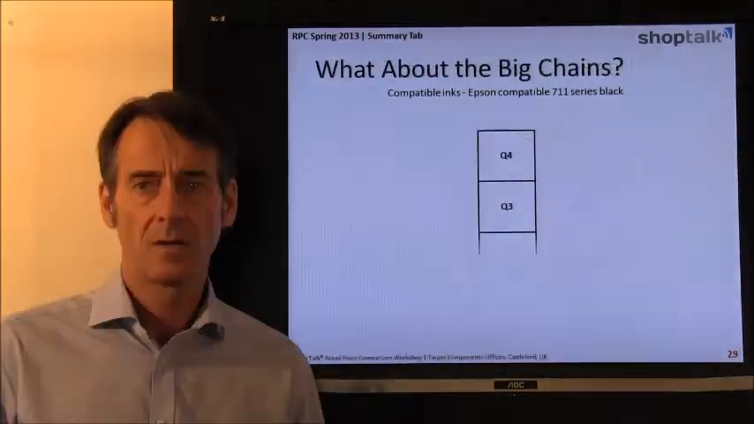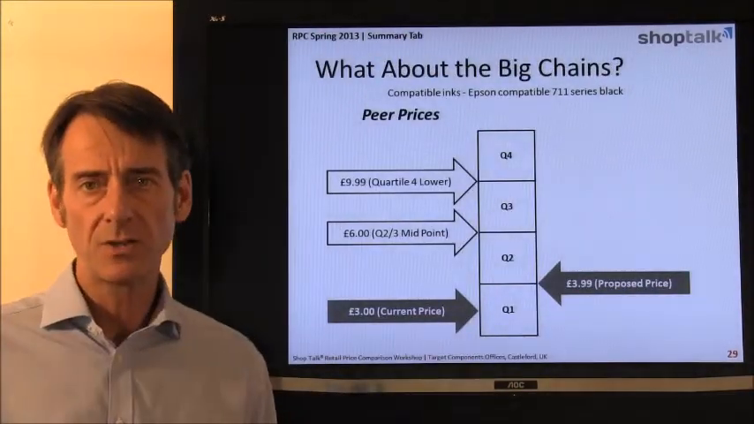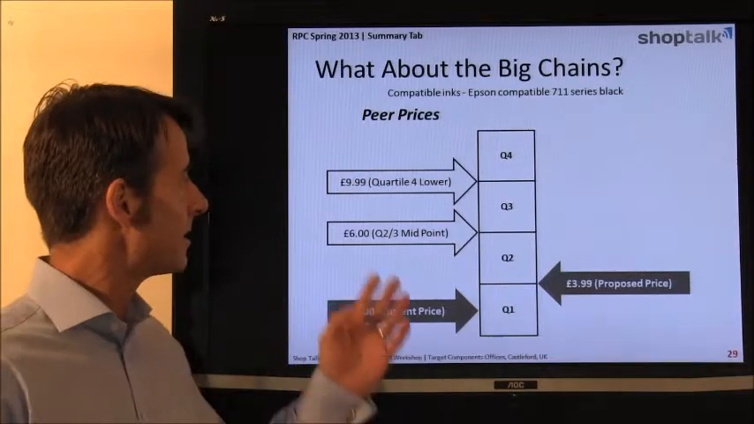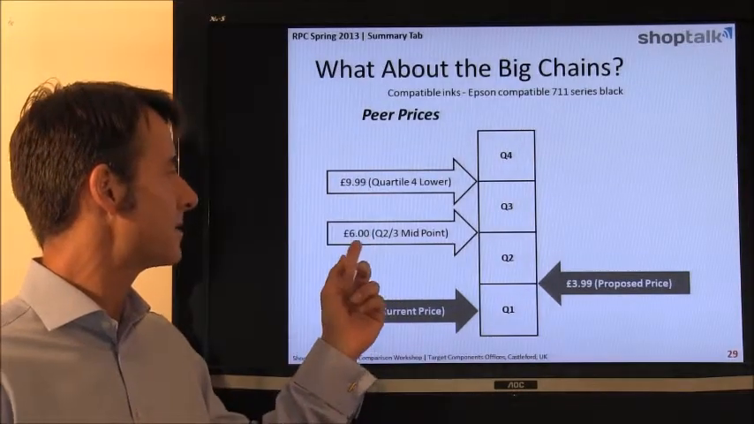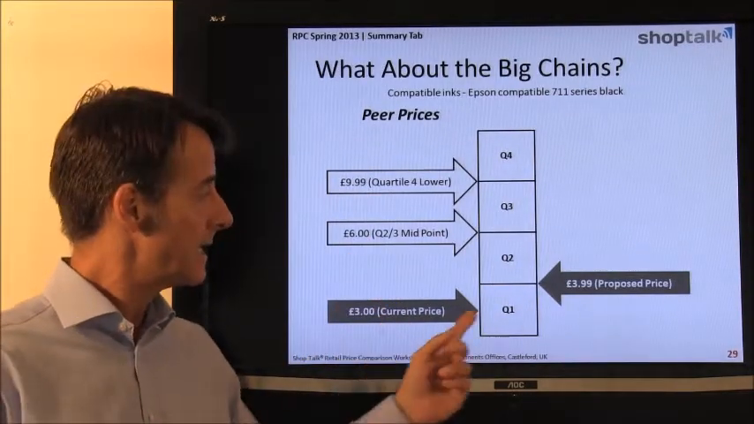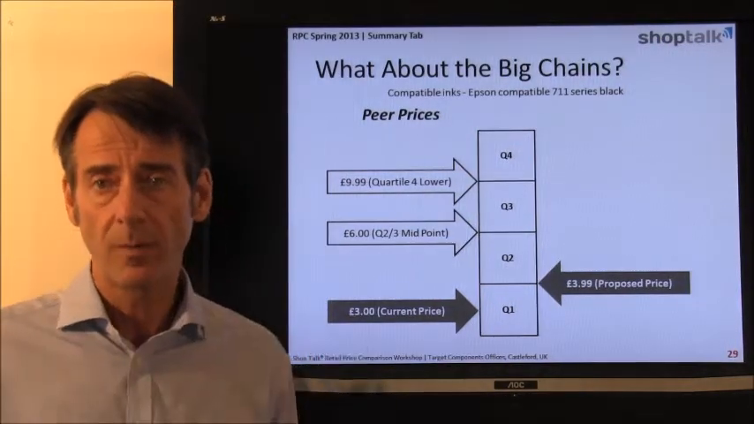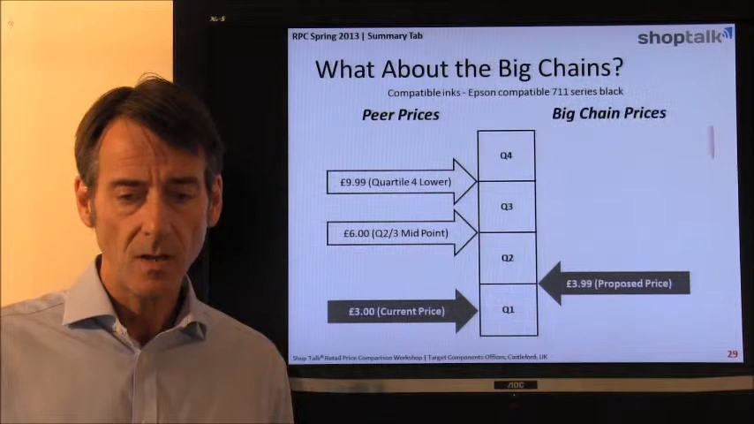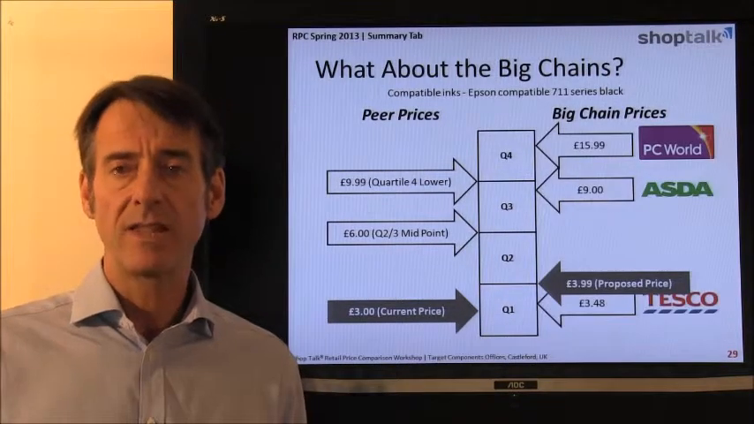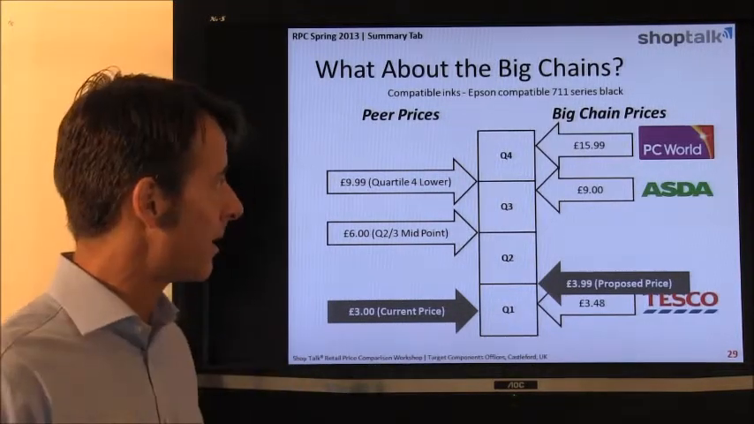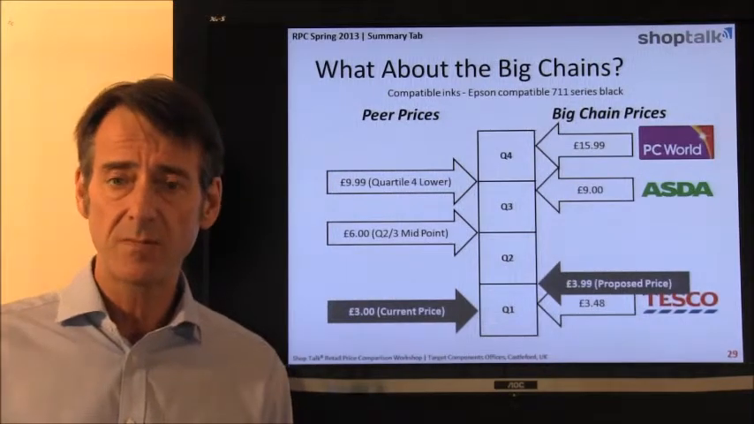So let's now take a look and see what that means in terms of the big chain pricing. You can see where we are. We've got the quartile 4 price, the median price, and our current price, and the raise to £3.99 that we're considering. But what about the big guys? This is where they're pricing. Interestingly, it's a bit around us, and there's a number of things that need to come into play here.